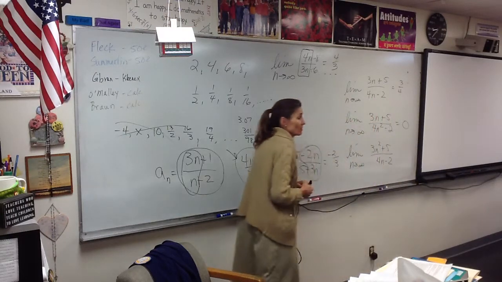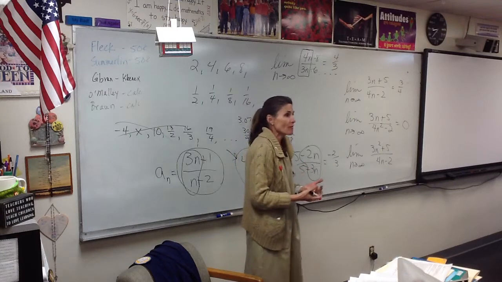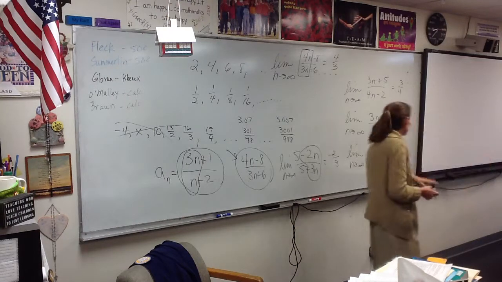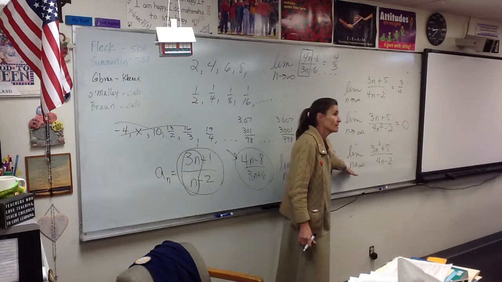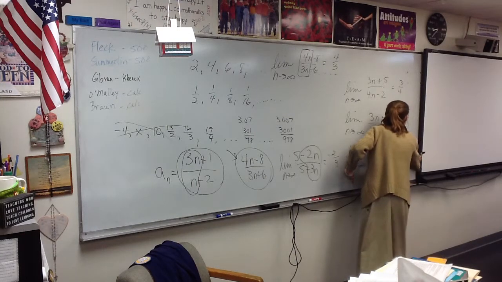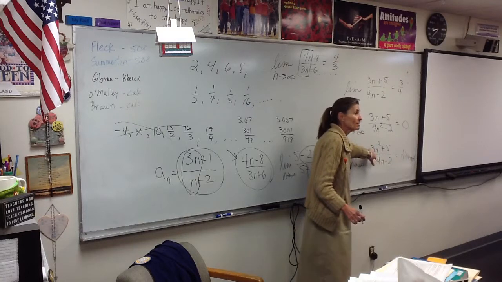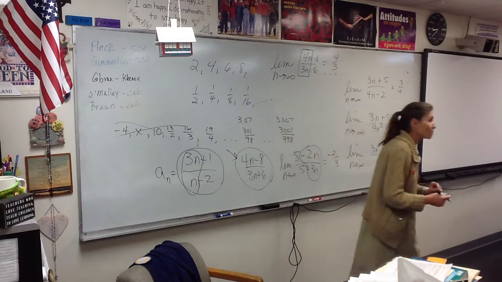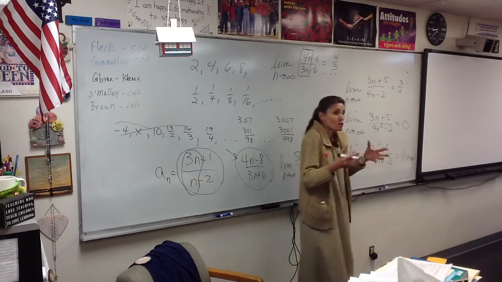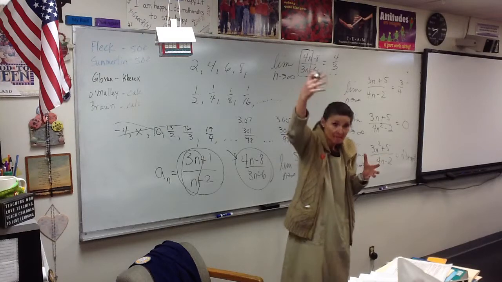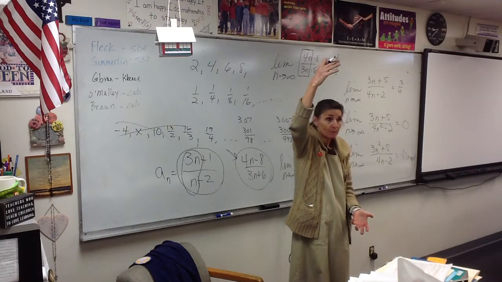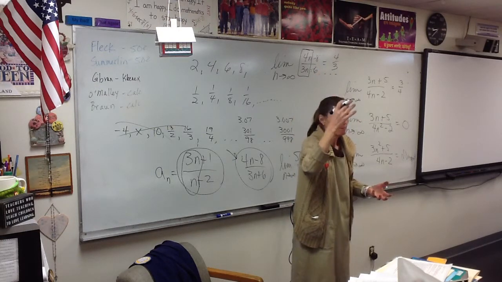When the denominator grows faster than the numerator, the fraction is going to get smaller. What happens here? There is no limit. This is divergent because the numerator and the denominator are not growing at the same rate. Which one is growing faster? The top. And when you have a fraction where the top is getting bigger than the bottom, then the fraction gets bigger, doesn't it? That means it's divergent.